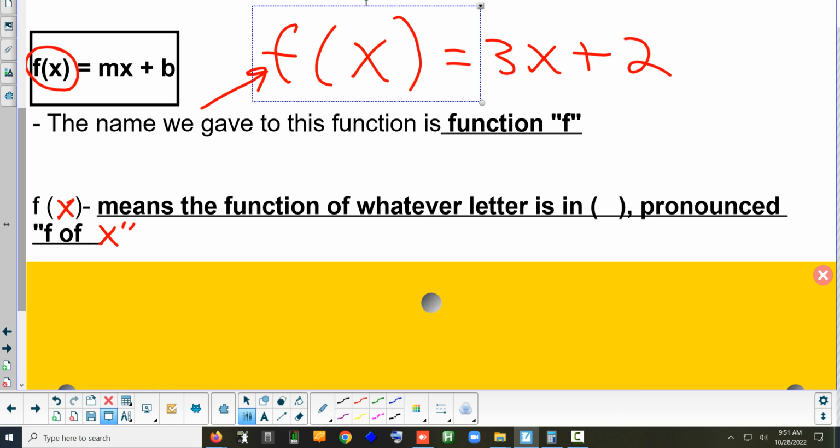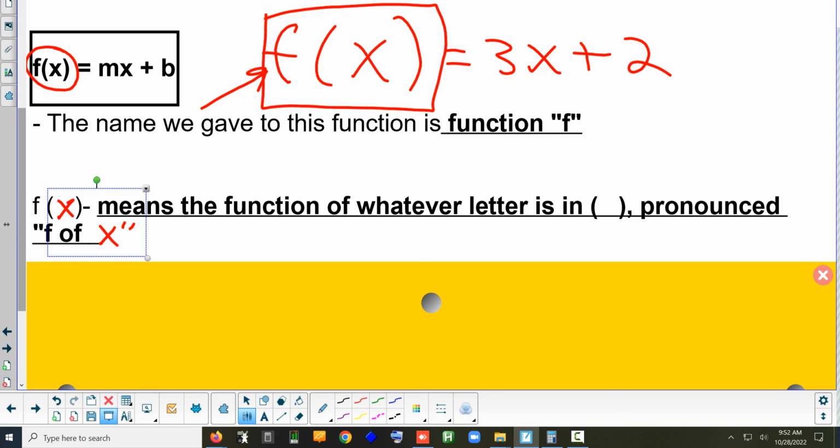So this is a function of whatever letter is right here. Again, X is pretty common, but we've definitely used other letters. I think we did a problem with DVPs. We might have used the letter D. I know we did the camping problem or vacation problem, and we used the letter N, so we've done that. But X is most common. So any questions on how to say that? F of X.